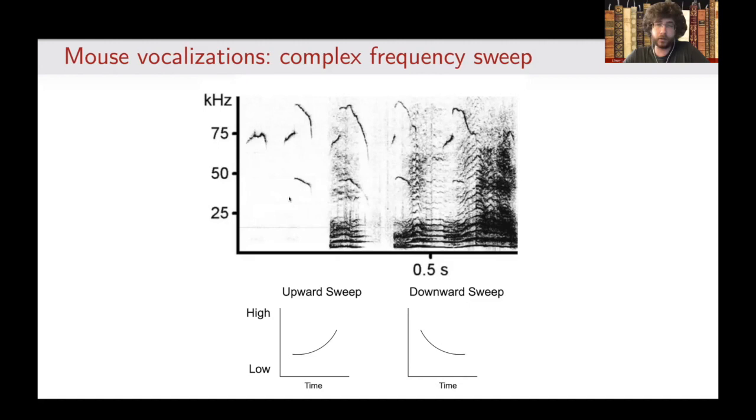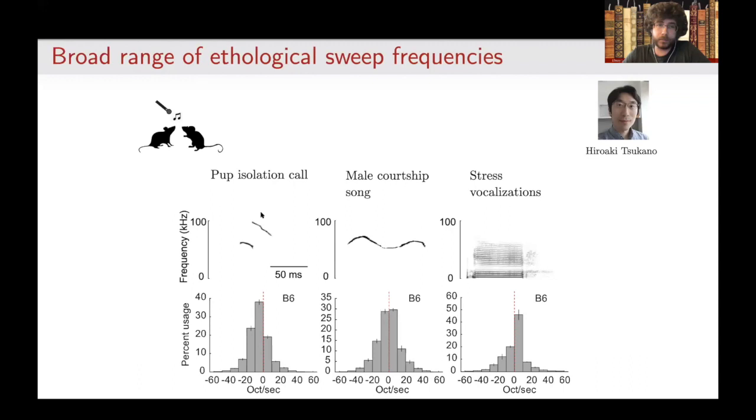We can classify these different sounds into different types, such as a nice isolation call, maybe a longer courtship song. Then we can ask, what direction are these sweeps in? Is it an upward direction or a downward sweep? And how fast are those sweeps occurring? Across these very different types of sounds, we see a similar distribution arising, in which there are a lot of frequency sweeps in both directions, and the speeds of those sweeps vary, with a lot occurring at a relatively slow sweep speed.